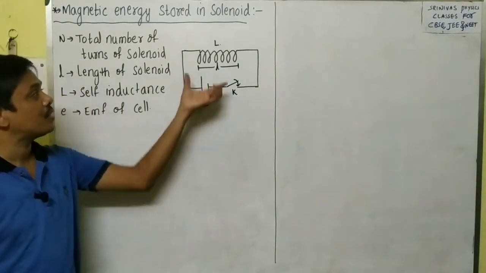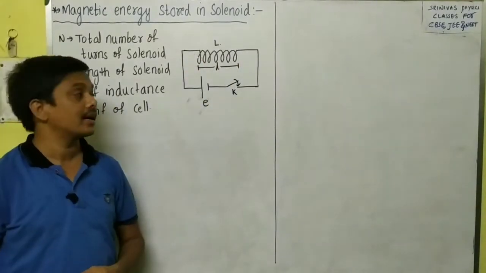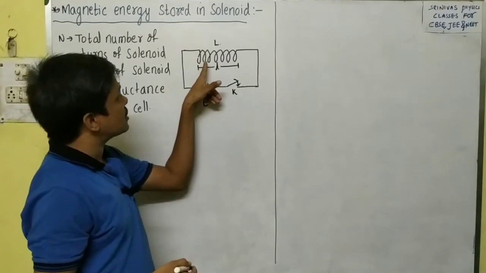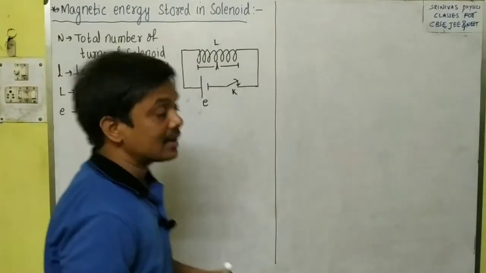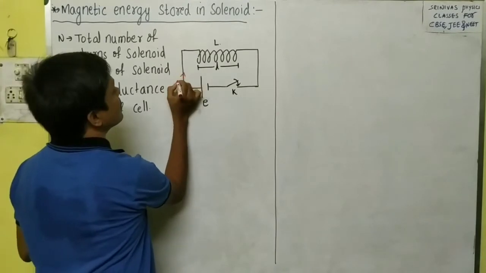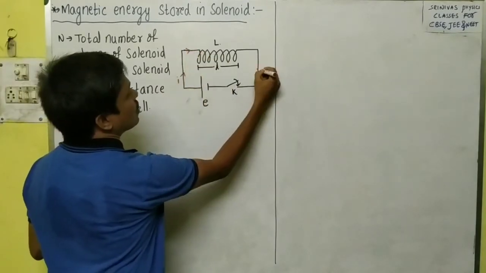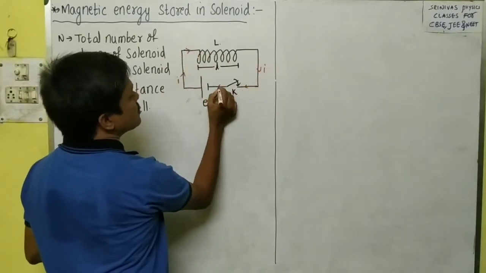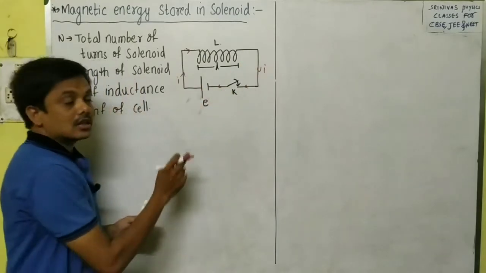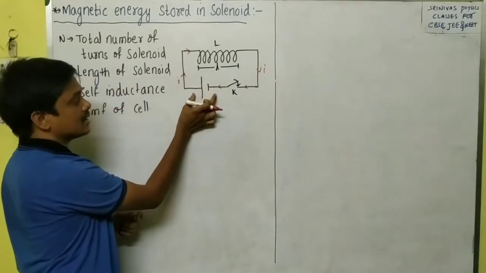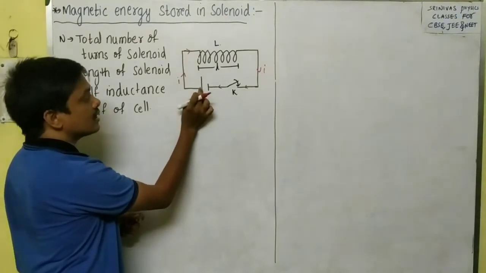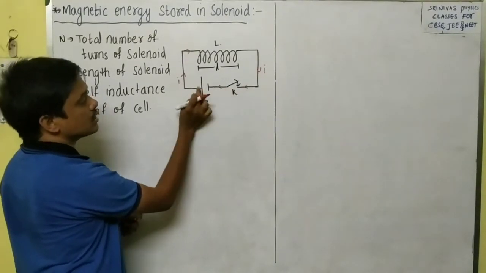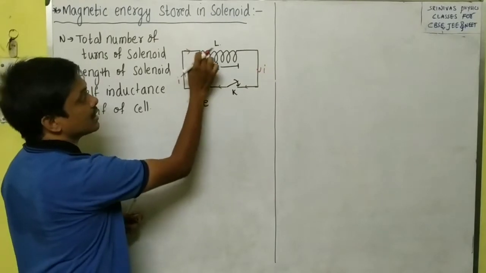First I am going to derive the magnetic energy stored in the solenoid. Actually, we are connecting the solenoid to the battery. The battery is supplying the current. Right? When we close this plug key, the current flows. The battery has electrostatic energy, electric energy. When the plug key is closed, that electric energy is supplied to the inductor.